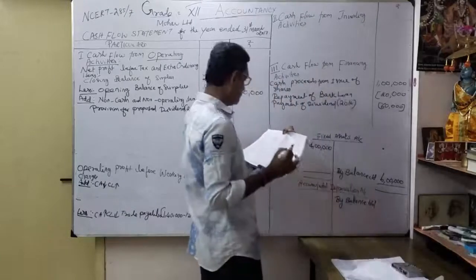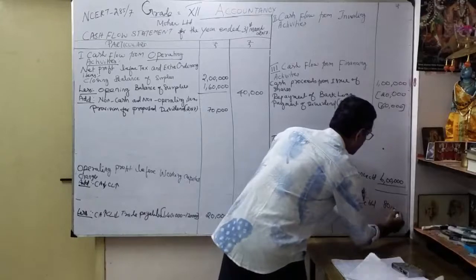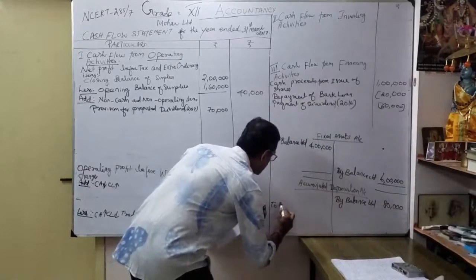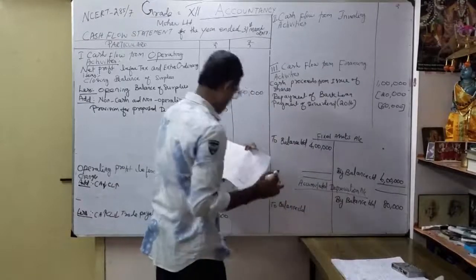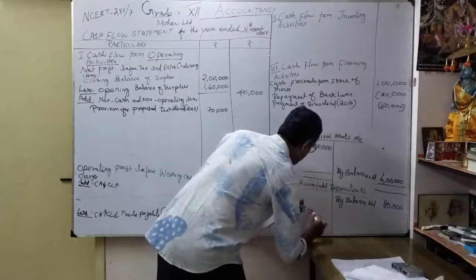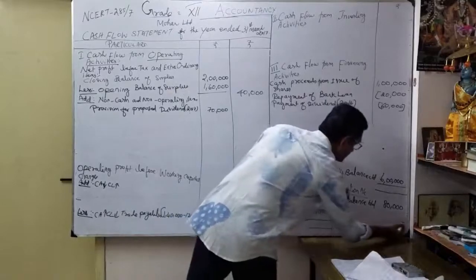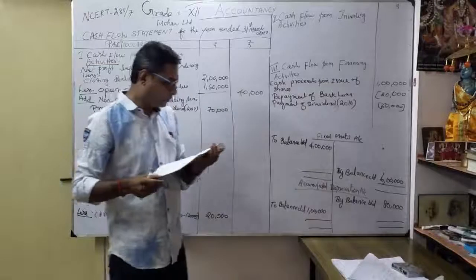brought down. How much? See here, 80,000. Should be very careful. 80,000 for 2016. So, to balance carried on how much? 1 lakh. Okay. So, likewise, now open the account. Now we are going to do the adjustment.